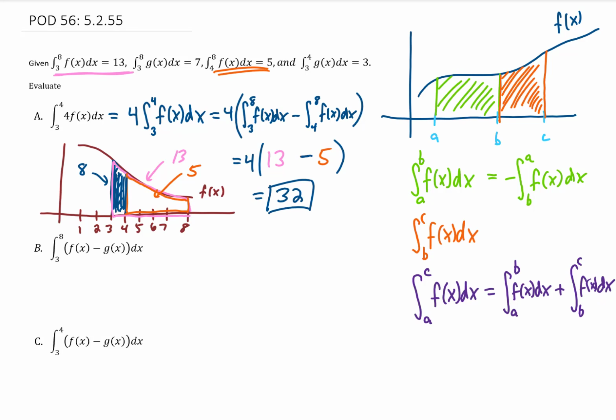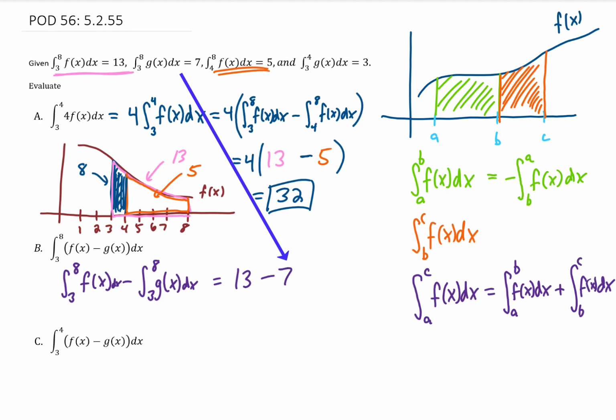As far as the second problem goes, because these two functions are subtracted, we can split this integral into two pieces. We were given that the value of this first piece is 13. We're given that the value of this second piece is 7, so our answer for part B should be 6.